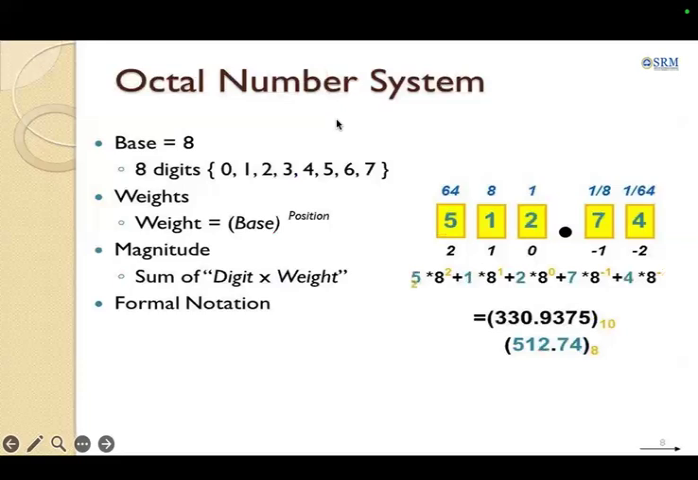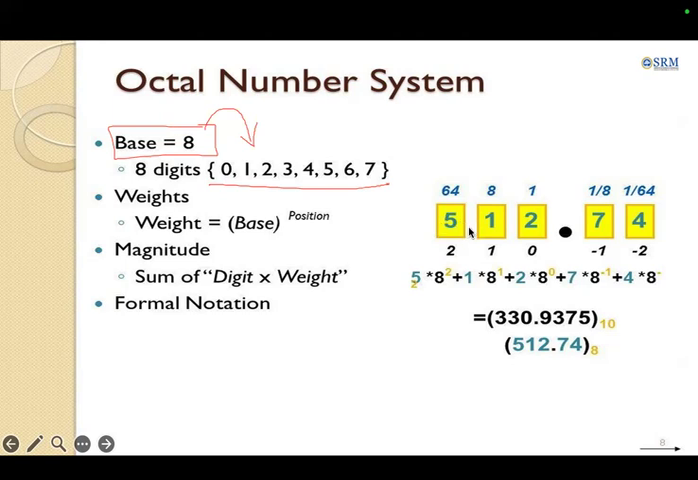Next, similarly, the octal number system. In the octal number system, the base is 8 and it will take digit values from 0 to 7. For octal, the coefficients or magnitudes take values from 0 to 7. So 0 to 7 is the octal number system. It will take a base of 8, and the 8 values are 0 to 7.